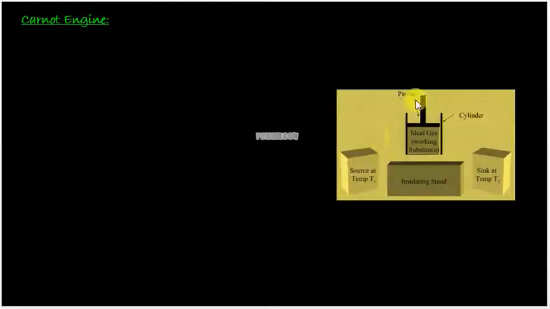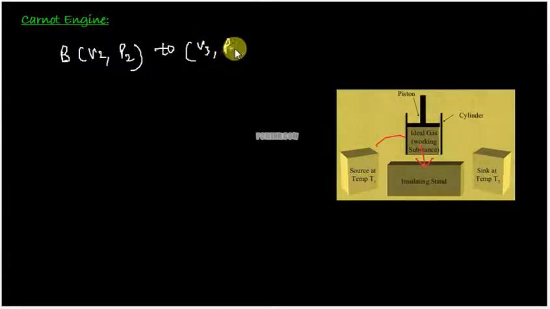Now this working substance is picked up and kept back on the insulated stand. When it is kept on the insulated stand and has been removed from the source of heat, it means it's completely isolated from the surroundings. So now all that heat absorbed is used in further expanding from the volume V2. We had already reached this pressure and volume V2, P2, and now it's further changing to C, that is V3, P3, and because here the gas is thermally insulated, no heat exchange is happening with the surroundings.